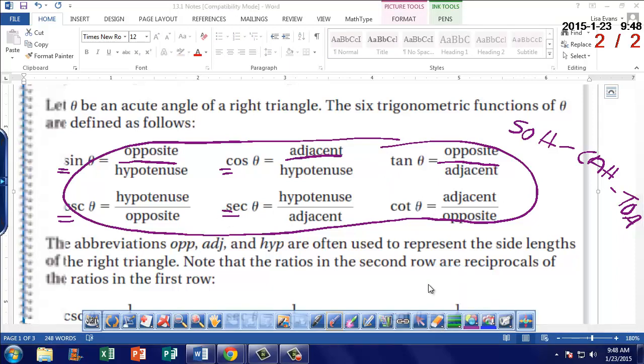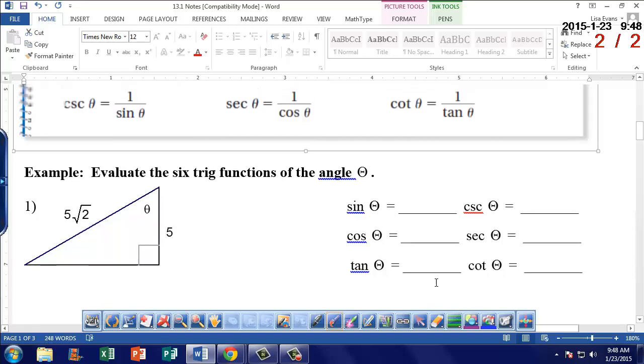Okay, let's go ahead and get started. This first problem, we are going to evaluate the 6 trig functions of the angle theta. So I'm going to start at theta, and I'm going to find all 6 trig functions. Now, if you notice, we look at this triangle, we're missing a side. We're definitely going to need to know that side to go ahead and do these ratios.